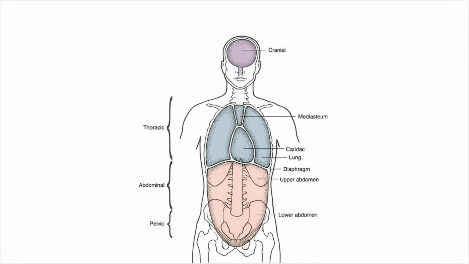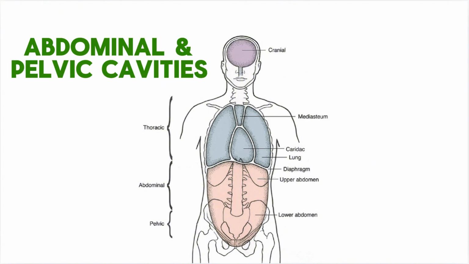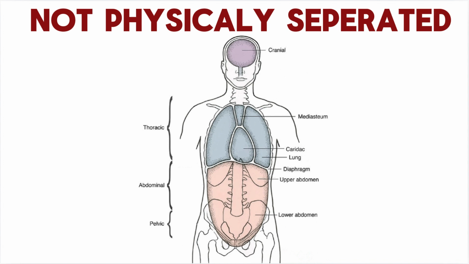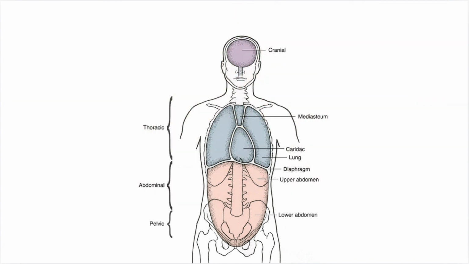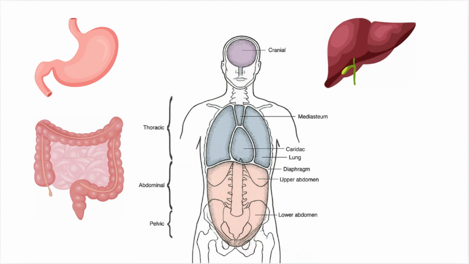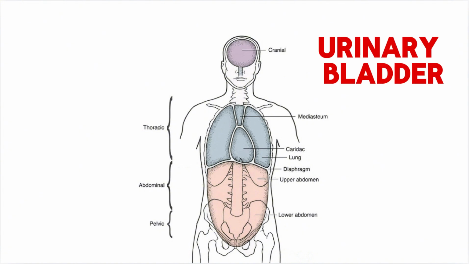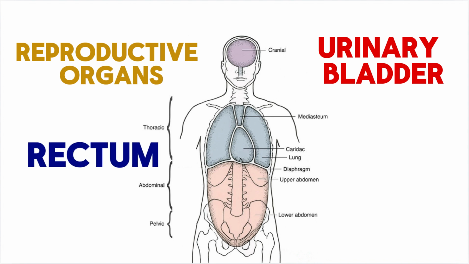The abdominal pelvic cavity consists of two different cavities, the abdominal cavity and the pelvic cavity. These two cavities are not physically separated by a wall. The abdominal cavity consists of the stomach, the intestines, the liver, spleen, and other organs. The pelvic cavity, which sits in the bony pelvis, consists of the urinary bladder, reproductive organs, and the rectum.